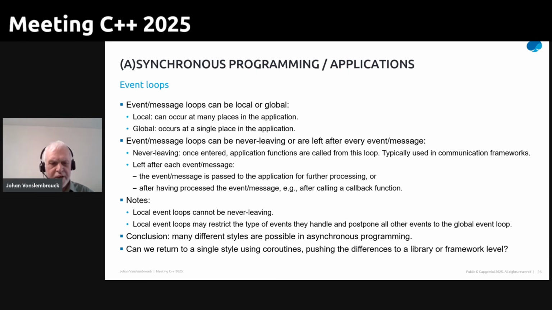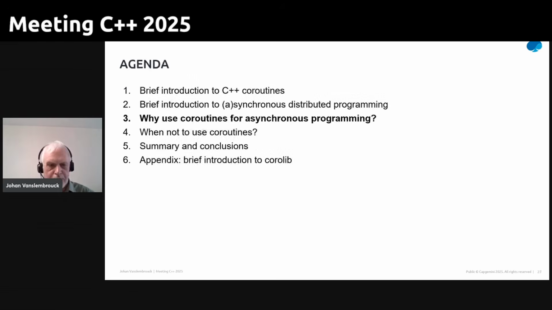Maybe we can get rid of all those styles by turning to coroutines. So that's the question again at the end: can we return to a single style using coroutines, pushing the differences to a library or framework level?